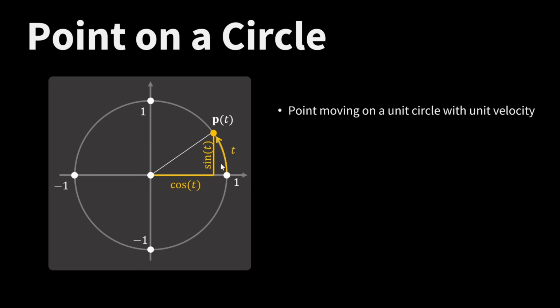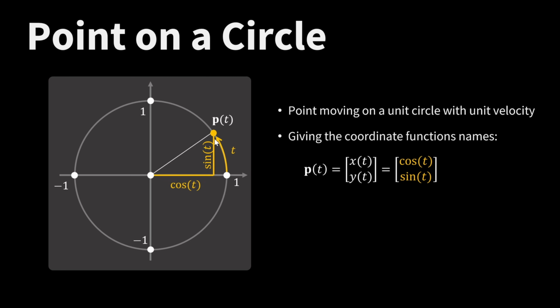For this, we look at the point that moves on the unit circle with unit velocity. P of t is the position of the point at time t. Since we are in 2 dimensions, the position of the point can be expressed by 2 coordinates, x and y. Since P is dependent on time, these 2 coordinates are also dependent on time. Now mathematicians gave these 2 functions names. X of t is called cosine and y of t is called sine. So cosine of t and sine of t are the coordinates of a point moving on a unit circle with unit velocity. So this is the definition of the functions sine and cosine.